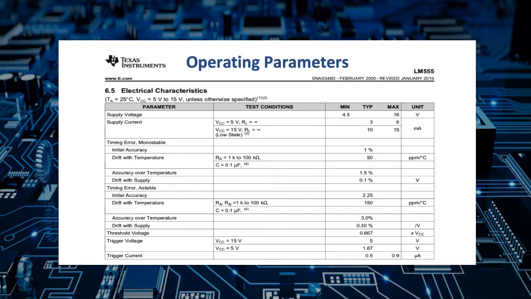Here's an excerpt from the datasheet that shows a number of the basic parameters for the 555. The 555 is a CMOS device, and as such, it has a very wide voltage operating range, from a minimum of 4.5 volts up to a maximum of 16 volts.